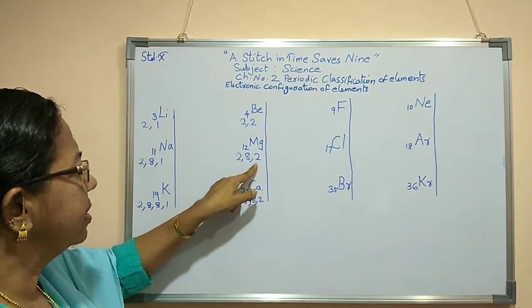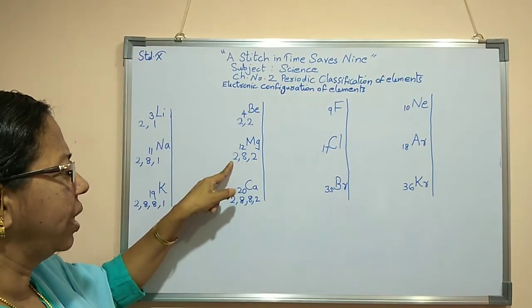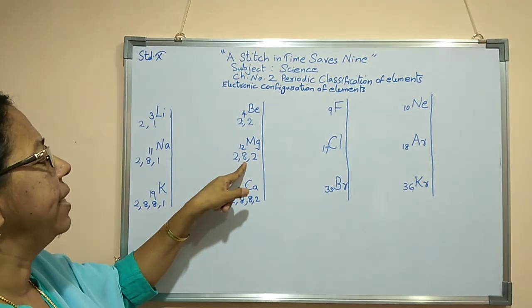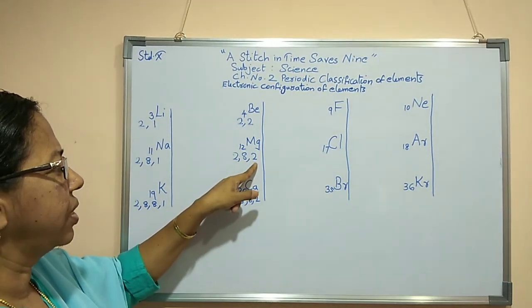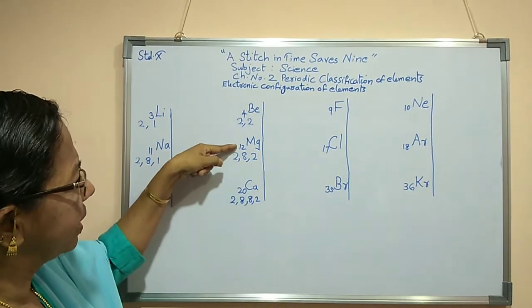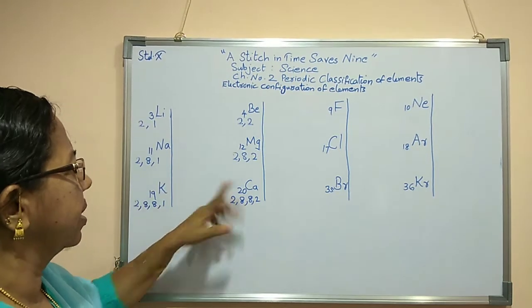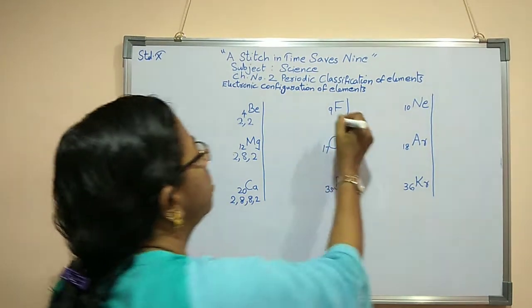Here these all are the electron numbers. The first orbit has 2 electrons, the second orbit has 8 electrons, the third orbit has 2 electrons. When you total them, you will get the atomic number. Similarly here also. Now we are coming to halogens.